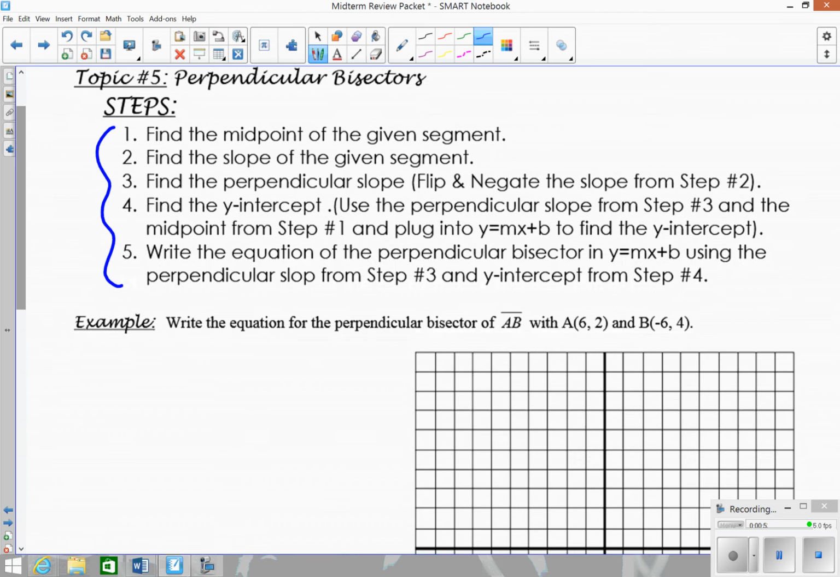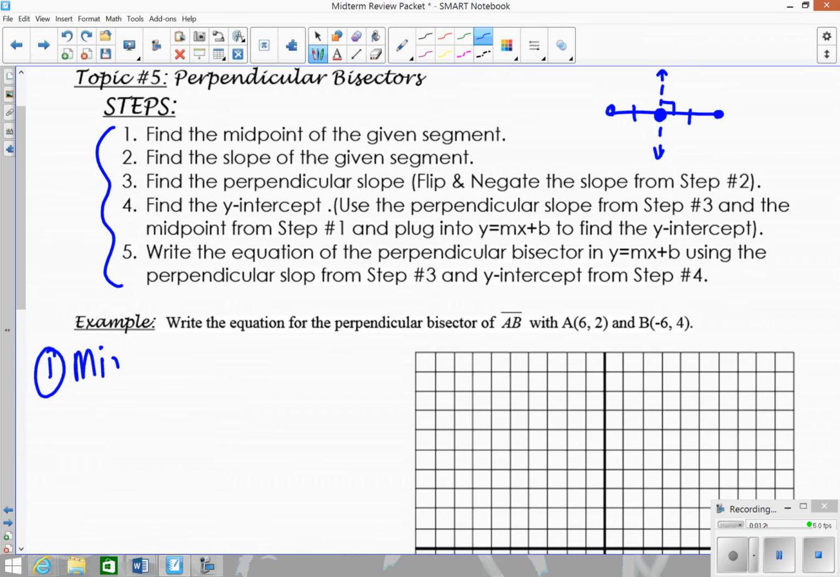So the first step is to find the midpoint. If you recall, if I have this segment and I want to find the perpendicular bisector, it's the line that goes through the midpoint so that you get 2 congruent parts. It divides the segment into 2 congruent parts, and the line is perpendicular. So the first thing we have to find is what point the perpendicular bisector is going to pass through, and it's the midpoint.